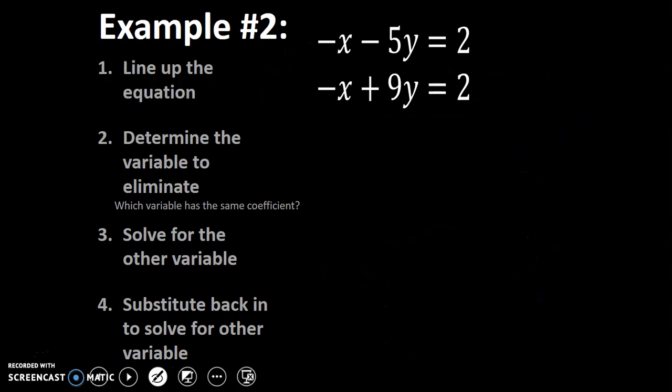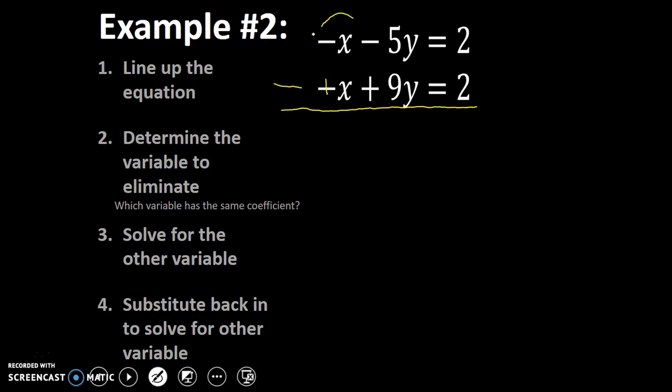Example number 2, line up the equations. This one's already lined up for us. Determine the variable to eliminate. Which variable has the same coefficient? Now here's one issue that we run into. They both have the same coefficient, but they're also both negative. In the last example, we simply added them together. This one, let's subtract. Remember, when we subtract a negative, it's like we were adding a positive.